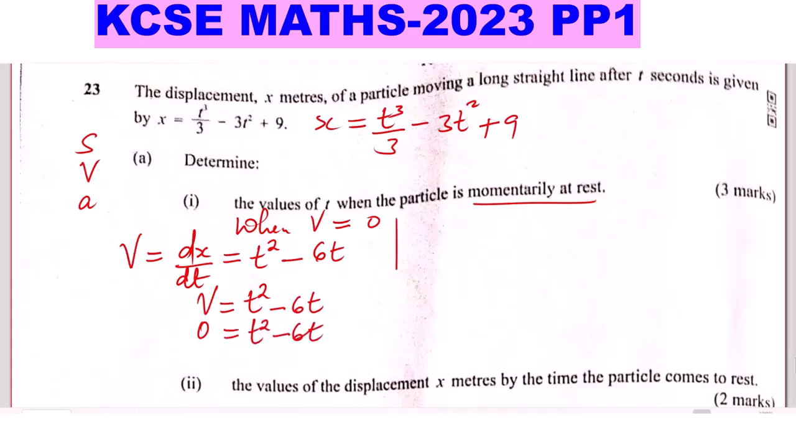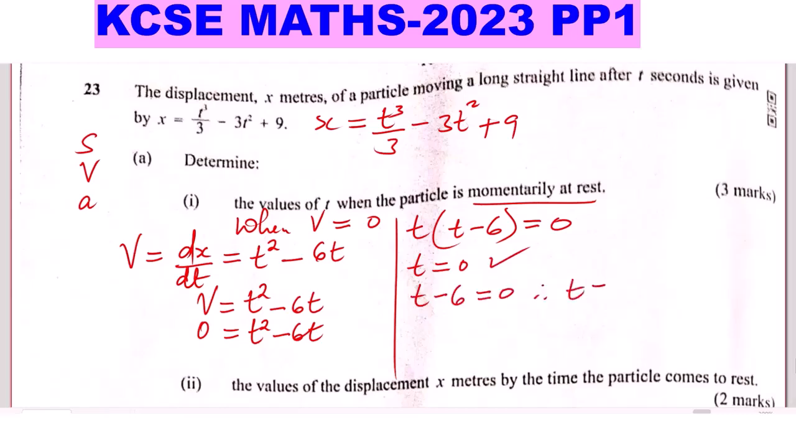Now you're supposed to find the values of t. So t squared minus 6t, you can factor out t. t is common. So you get t times (t minus 6) is equal to 0. So we'll get two values of t. t is equal to 0, or t minus 6 is equal to 0, and for this case, you get t to be 6. So the values of t when the particle is momentarily at rest are t is equal to 0 seconds and t is equal to 6 seconds.